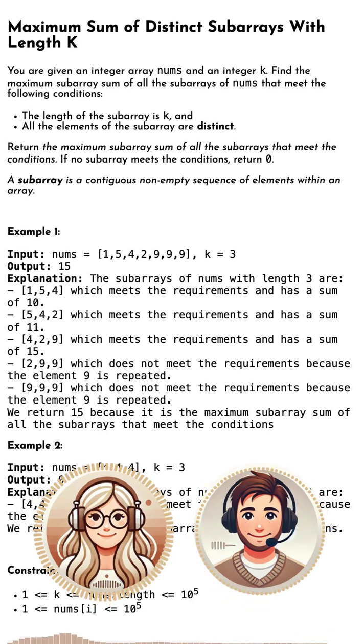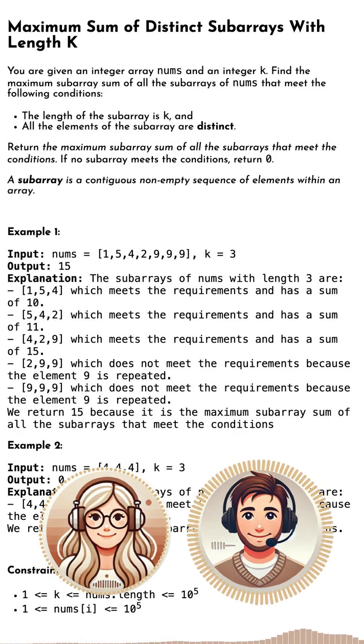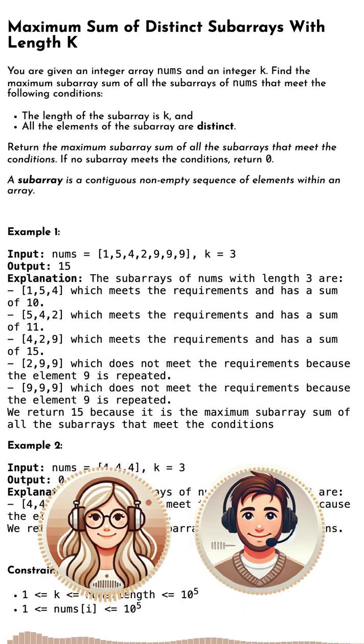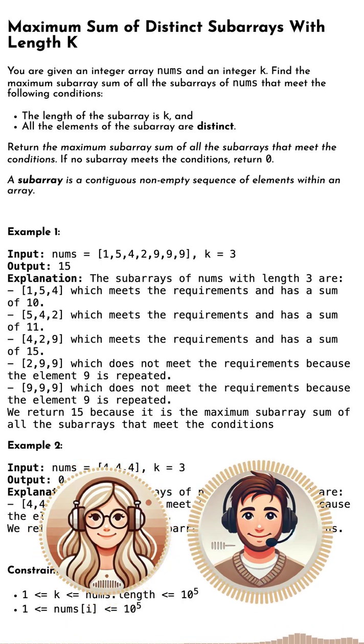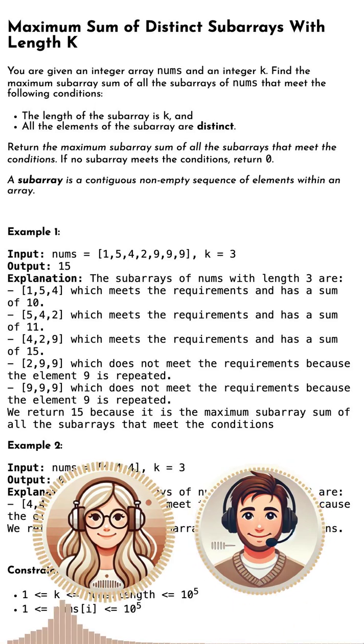But here's the twist. All the numbers in that subarray have to be unique. Absolutely no repeats allowed. So it's not just about finding any subarray of length k. It has to have all different numbers. And on top of that, you want to maximize the sum. The goal is to find the subarray with the highest possible sum.